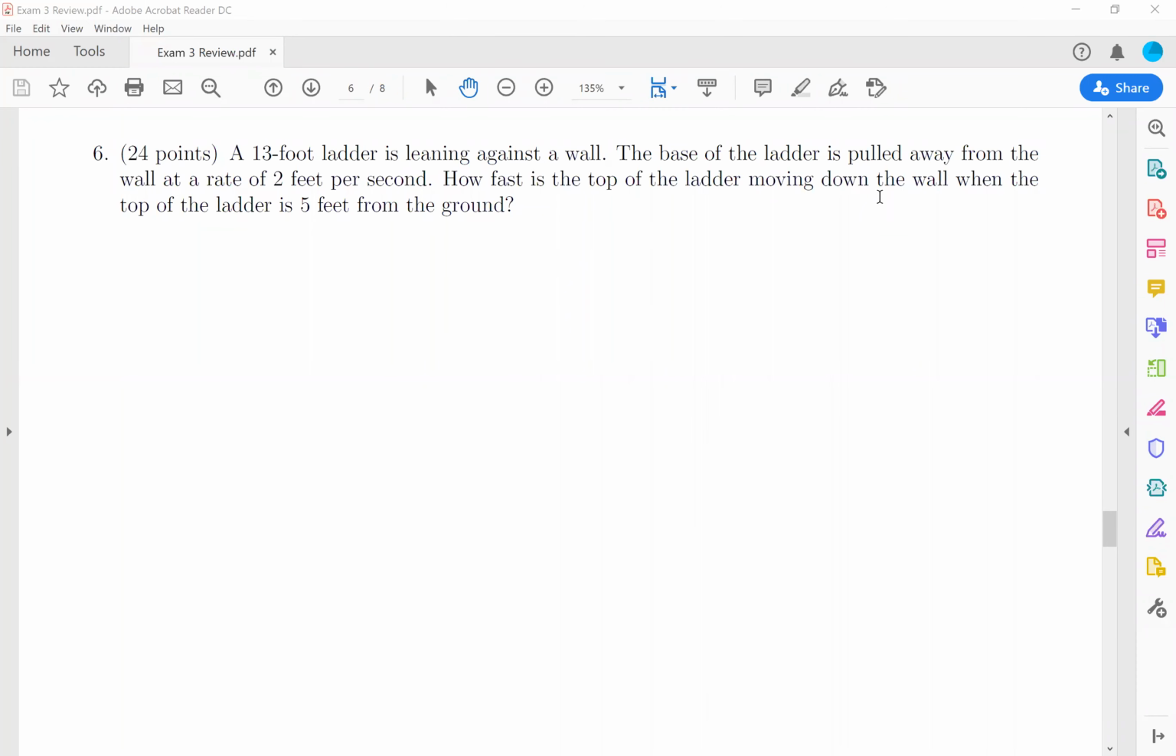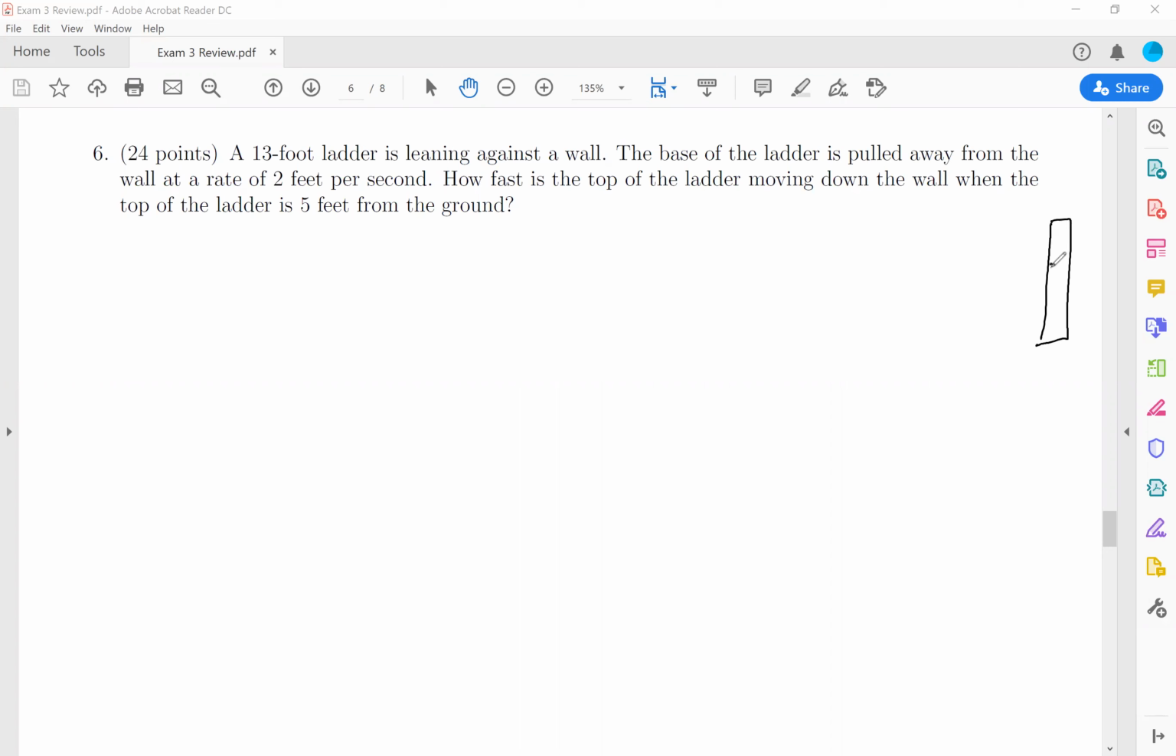All right, so this one is going to be a related rate problem. So let's read very carefully and try to highlight the very important information that we get. So we have a 13-foot ladder that is leaning against the wall. So I'm going to draw it. That's the best way. So we have a wall.